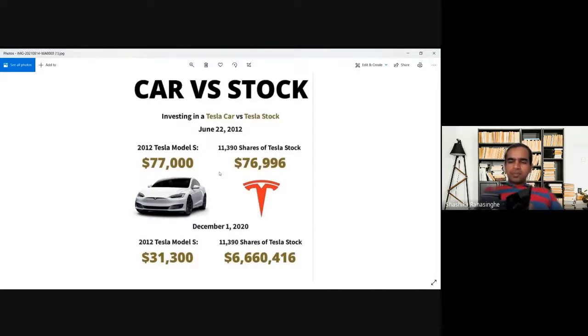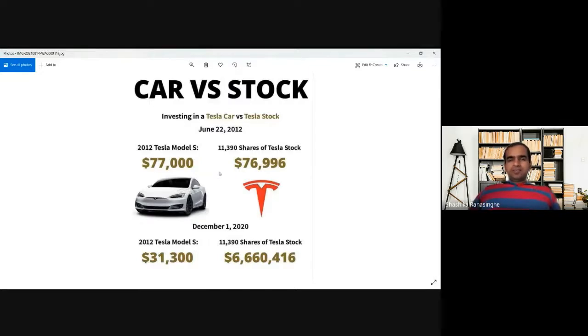$584.76, and that's more than 508. That's around $580 increased within a period of 8 years. Huge increase. So a $76,000 or $77,000 investment will increase to $6.6 million. So these are the kind of decisions that you will make in life, which can change your life. It will be a life-changing decision. And in this case, buying a Tesla car against buying Tesla shares.